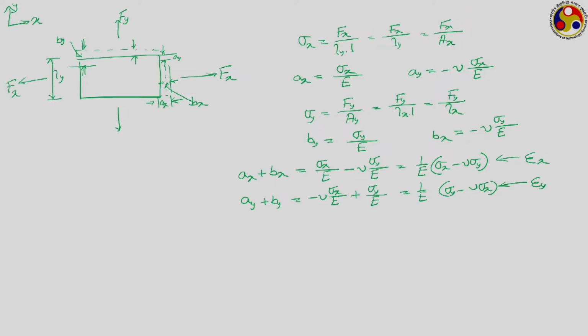So, this way we can write epsilon x is equal to 1 upon E into sigma x minus nu into sigma y, the net strain in the x direction. Similarly, epsilon y is equal to 1 upon E into sigma y minus nu into sigma x. If our interest is to know only the strain, then this is sufficient. However, if our interest is to know the stresses, then these are two equations which can be solved to get the two unknowns sigma x and sigma y, and I am leaving the solution to you.